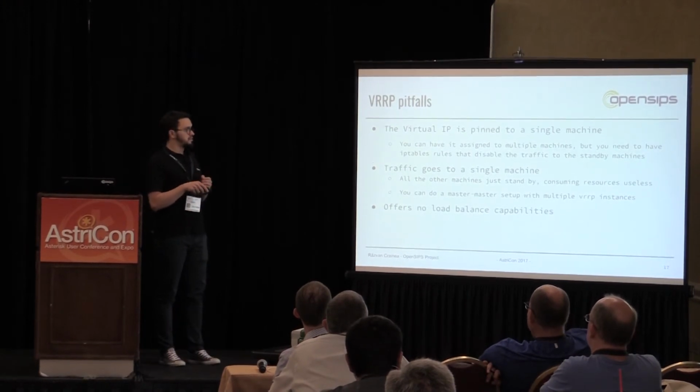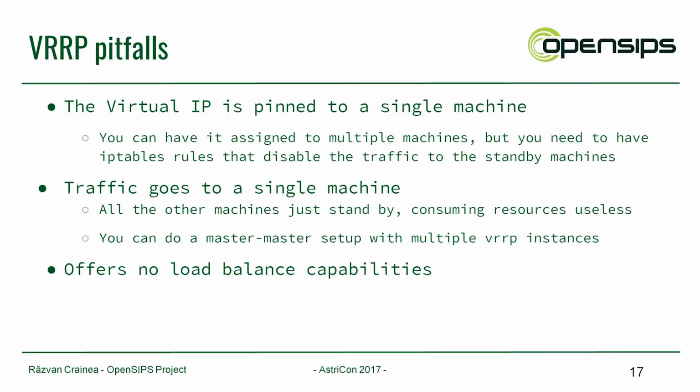You can have it assigned to multiple machines. But if you do that, you will probably need to disable the traffic. Otherwise, the machines will start to take each other's IP. The ARP table will go nuts, and you don't really want to do that. So you'll have to set up some IP tables rules to prevent other machines that already have that IP from processing traffic.